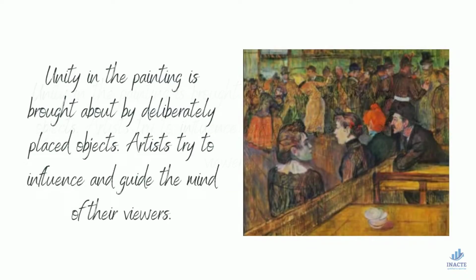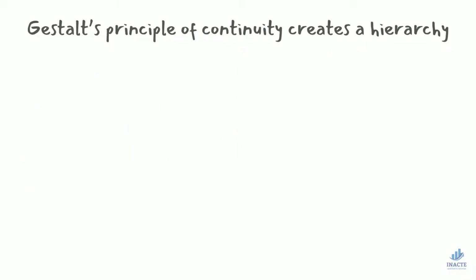Now you see Henry's painting, which uses edge-to-edge relationship to create unity and movement. It is a group photo, but one can see in the composition that he uses lines to direct the viewer's eye in a certain direction. The objects in the photo are placed in a straight line, so it is easier to follow with one's eye. Gestalt's principle of continuity creates a hierarchy.